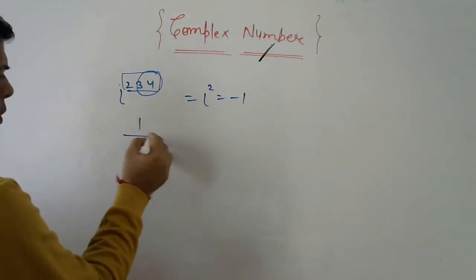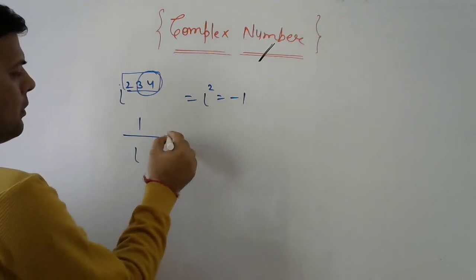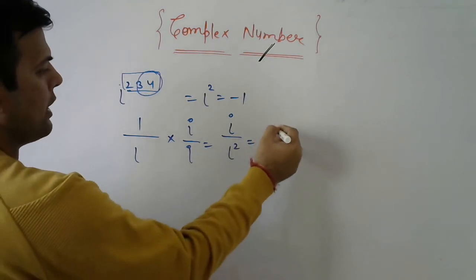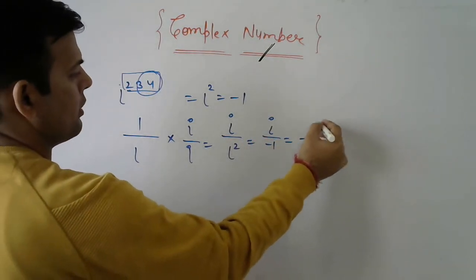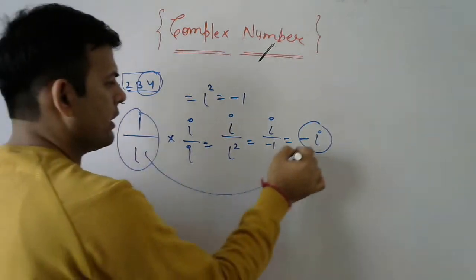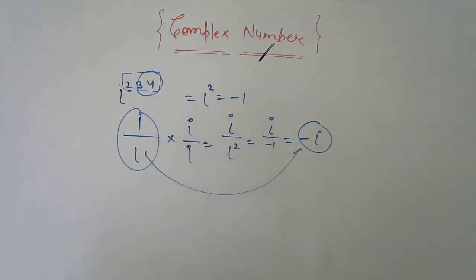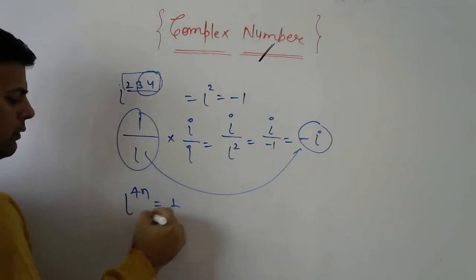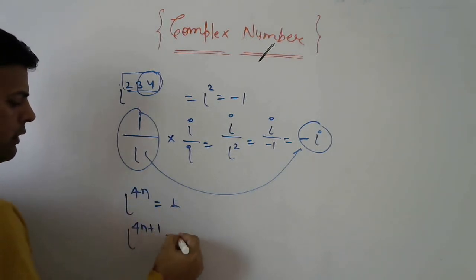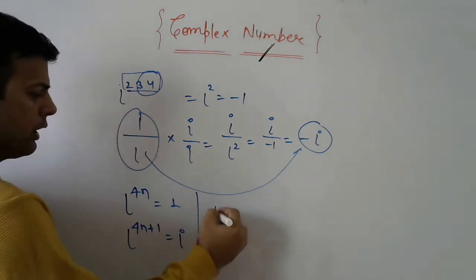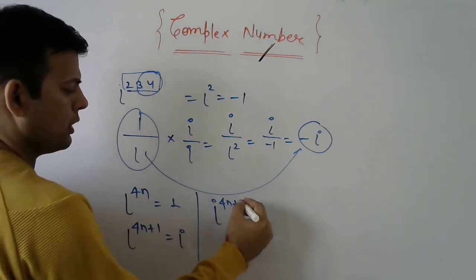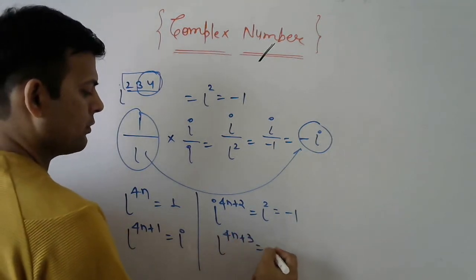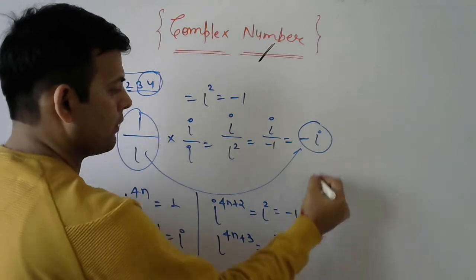If I ask 1 upon iota, what will it give? Multiply with iota into iota: iota upon iota square, that is iota upon minus 1, that is minus iota. So remember, 1 upon iota gives minus iota. Now I generalize: iota power 4n gives 1, 4n plus 1 gives iota, 4n plus 2 gives iota square, that is minus 1, and 4n plus 3 gives iota cube, that is minus iota.